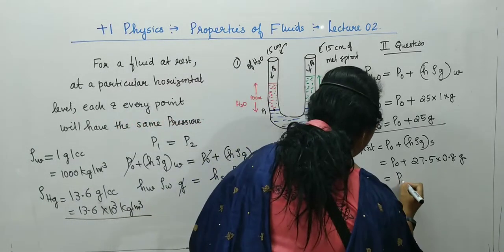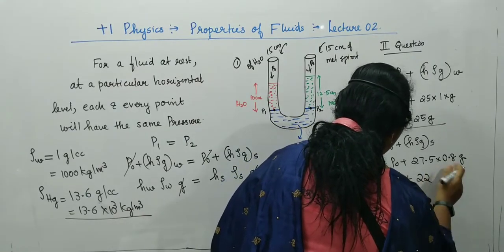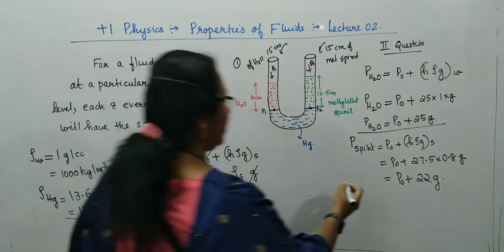Yes, yes. Okay. P0 plus 22. This is equal to 22 g. Okay. So, what is P of water?